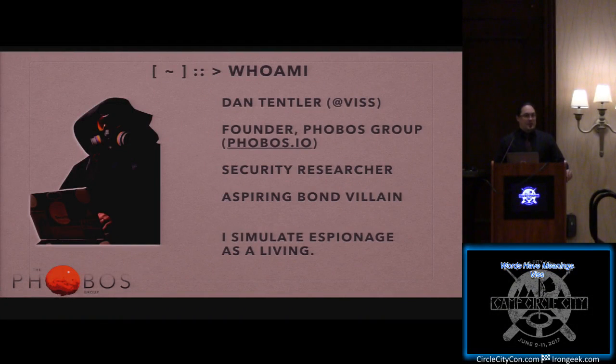Briefly, my name is Dan Tentler. I run a security company called Phobos Group. The short version is basically we simulate espionage for a living. I'm an aspiring Bond villain.